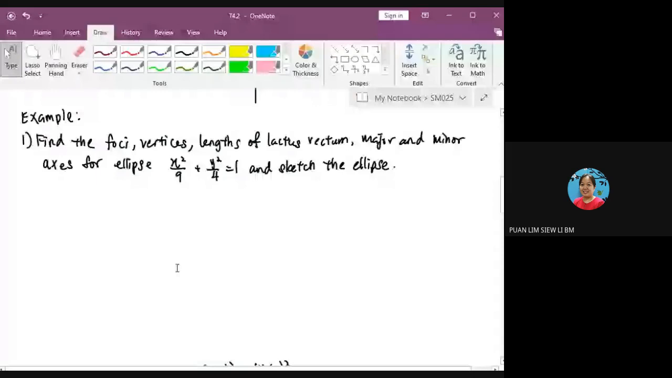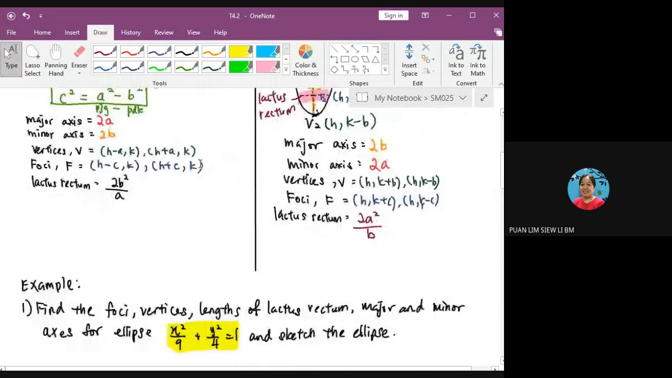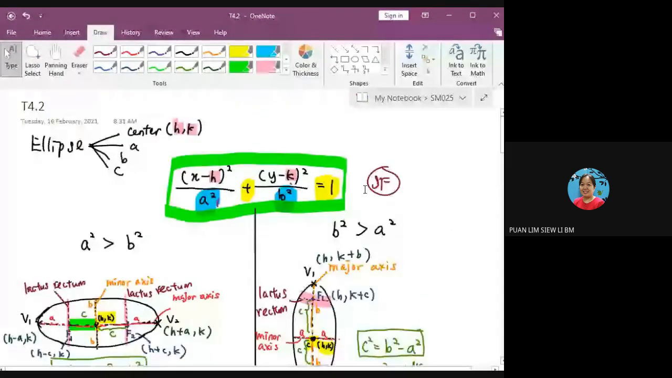So example number 1. Find all the information for foci, vertices, length of major axis and minor axis for these equations. The equation of the ellipse is already given. Just now, do you remember how we start? We start with the equation. Then you have to analyze.